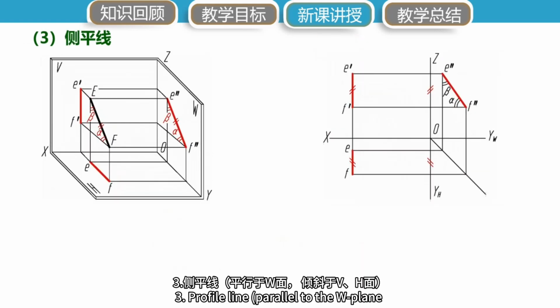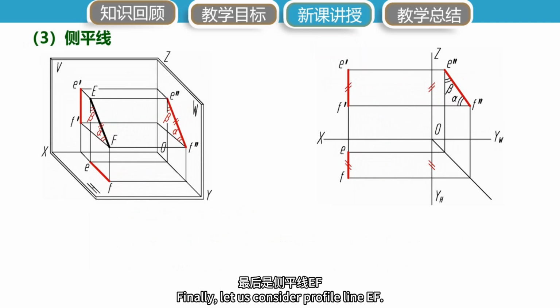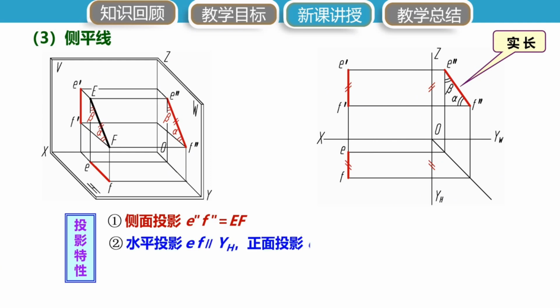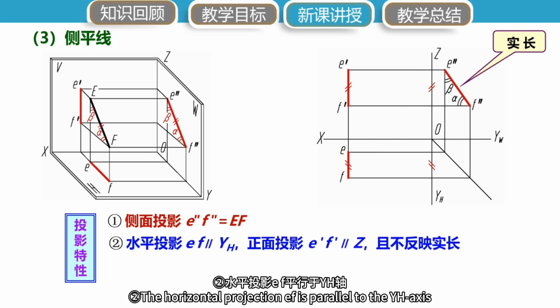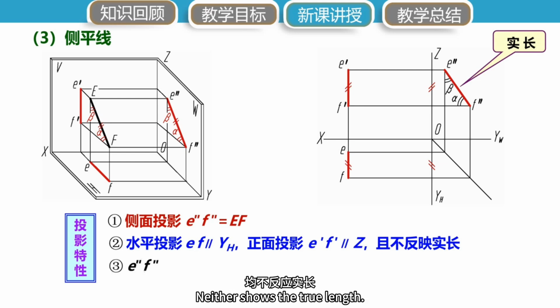Third, profile line, parallel to the W-plane and inclined to the V and H planes. Finally, let us consider profile line EF. We observe that, first, the profile projection e''f'' equals EF and shows the true length. Second, the horizontal projection ef is parallel to the YH axis, and the frontal projection e'f' is parallel to the Z-axis. Neither shows the true length.